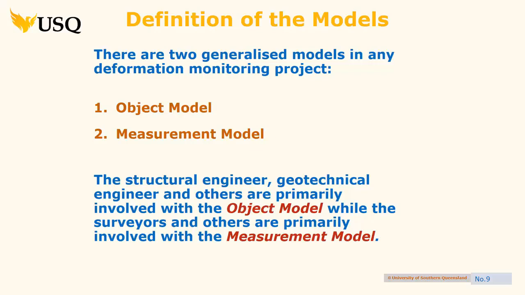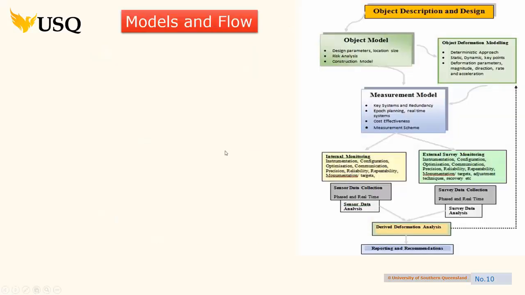So the object model is usually the realm of engineers and other people, and the measurement model is certainly the realm of the surveyor. Now this large chart is in the book. It's just so you know it's in there. It's very pretty. It's got lots of colour, right? Except for those people who won't pay the money to print out in colour, you know.